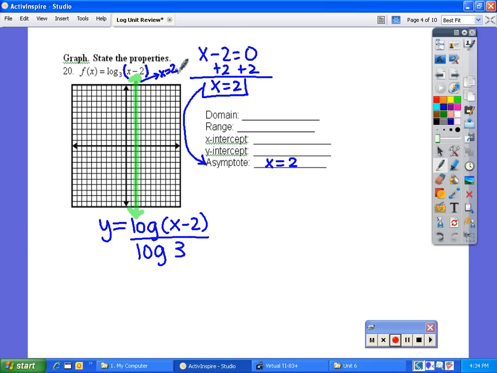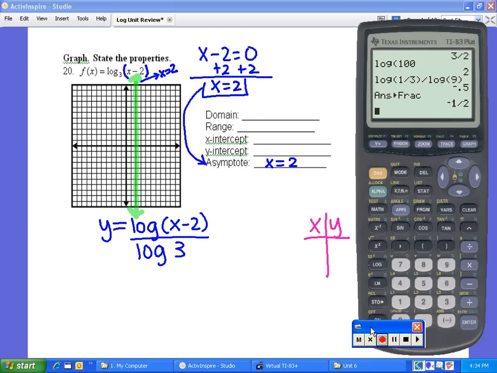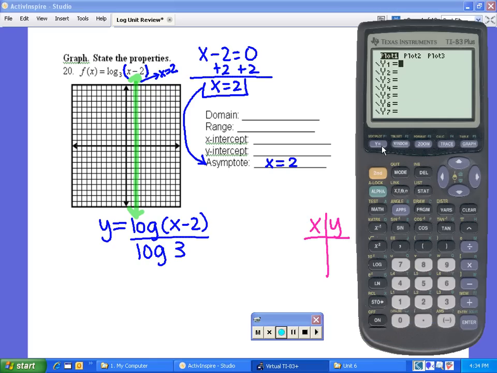Alright, the next thing you're going to do is go into your table of values in your calculator and try to get 3 numbers that don't have any decimals. So I'm going to go to my y equals and put in log of x minus 2 divided by the log of 3, and make sure you don't have this extra parenthesis like I have. Secondly, you always want to put 0 because we might have to find the x-intercept later.